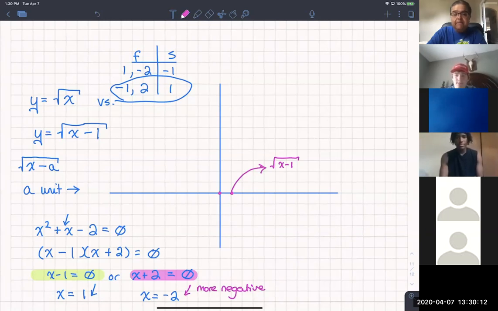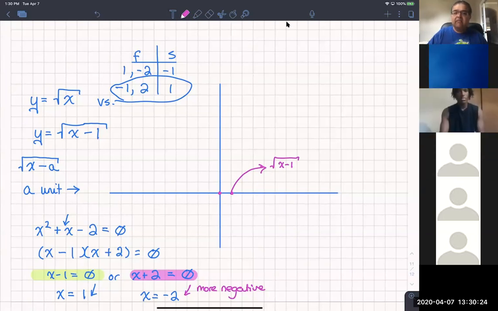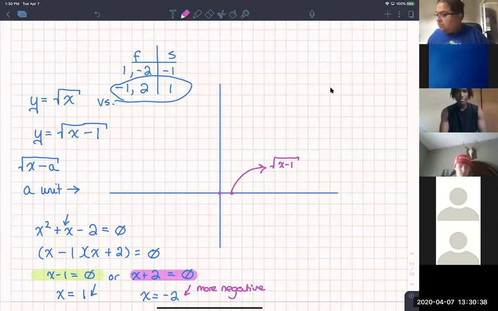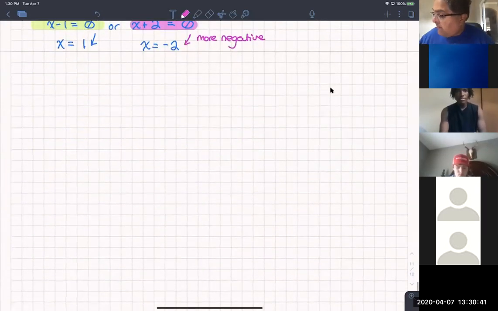Makes sense to everybody? Subtracting from x makes it more positive. Adding to x makes it more negative. Adding to the outside moves it up the y-axis. Subtracting from the outside moves it down. Does everyone understand? Okay. So let's talk about this type of graph right here.